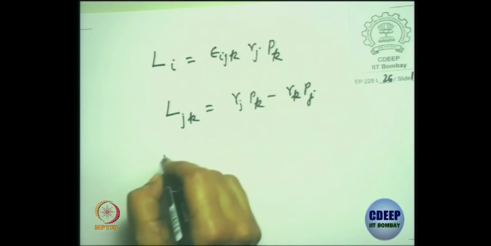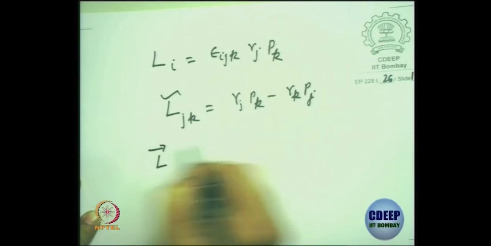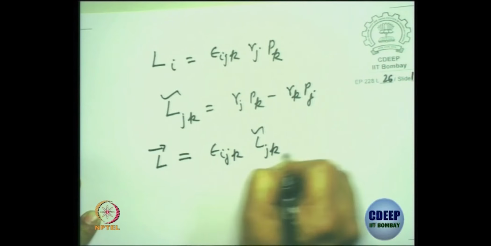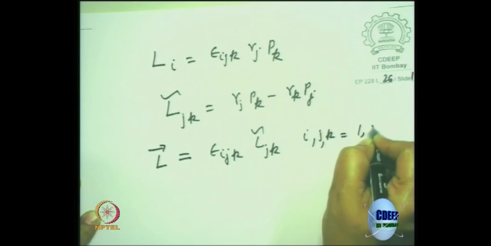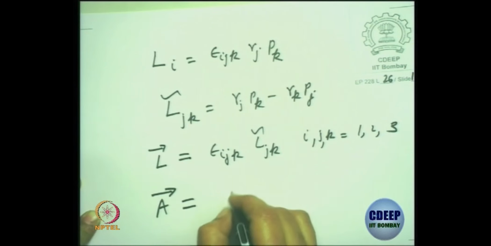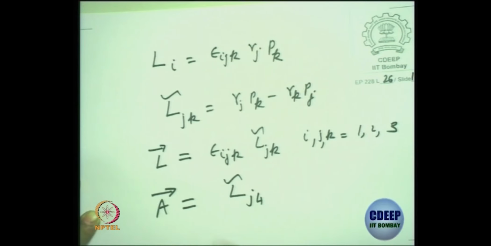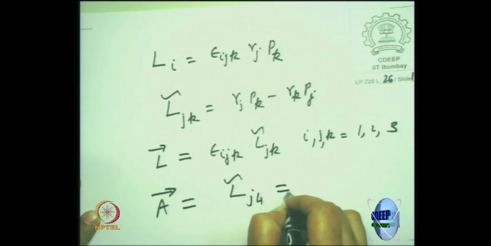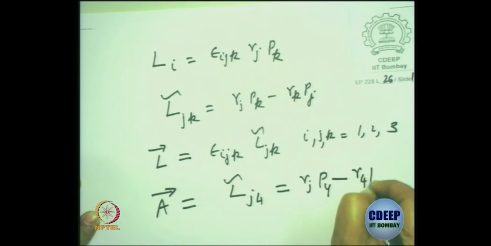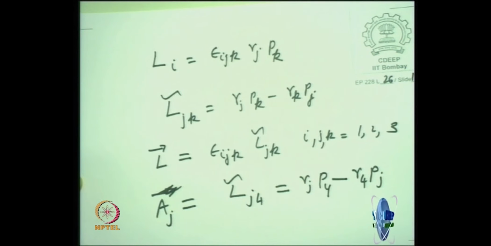Now I am trying to say that we will call the actual angular momentum vectors, with which you are all familiar, maybe you can use this to be L tilde. The actual angular momentum is nothing but epsilon ijk L tilde jk, where i, j and k are 1, 2 and 3. You can write your A vector as L tilde j4, by putting in a fourth fictitious coordinate. What is this? Lj4 is Rj P4 minus R4 Pj. This is where the Runge-Lenz vector components, this is Aj, can be rewritten in this way.